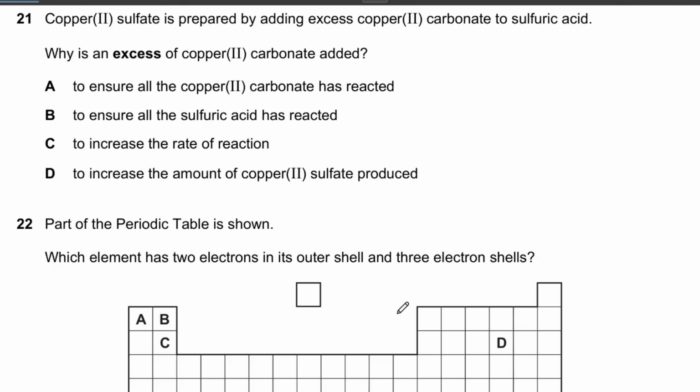Let's continue. Question 21. Copper 2 sulfate is prepared by adding excess copper 2 carbonate to sulfuric acid. Why is an excess of copper 2 carbonate added? A. To ensure all the copper 2 carbonate has reacted. That is wrong. It is to ensure that all the sulfuric acid has reacted. B. To ensure all the sulfuric acid has reacted. That's the correct answer. So we add the copper 2 carbonate in excess to ensure all sulfuric acid has reacted.